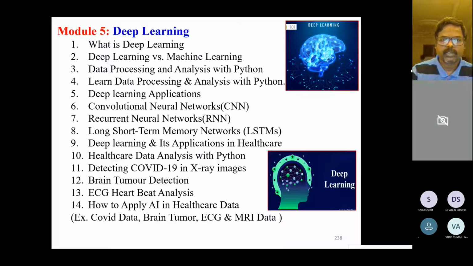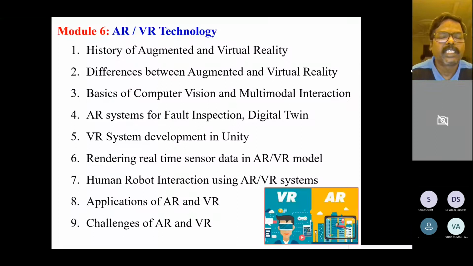And followed by the augmented reality and virtual reality. So what is the difference between augmented and virtual reality? Basics of computer vision and multimedia, multimodal interaction, and AR systems for fault inspection and digital twin, virtual reality system development in Unity, rendering real-time sensor data in AR VR model, human robot interaction using AR VR systems, applications of AR and VR, challenges of AR and VR.